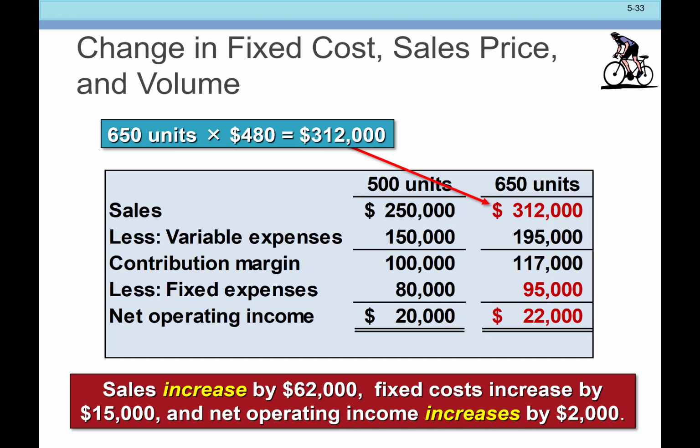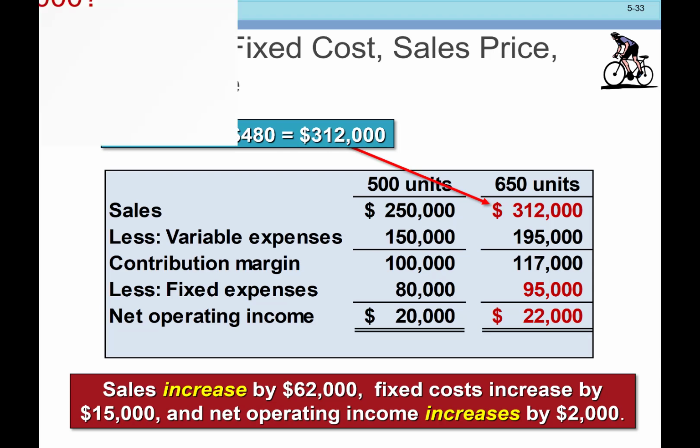Okay? We won't get into probability analysis in here. I just want you to understand that that's something that would also be considered here, right? Okay, good.